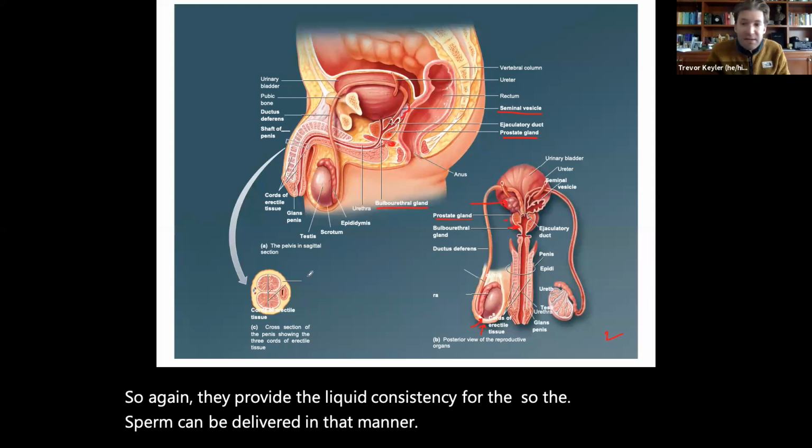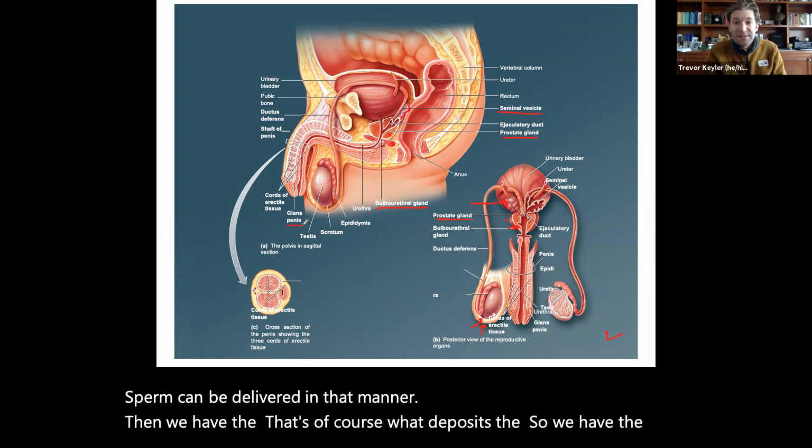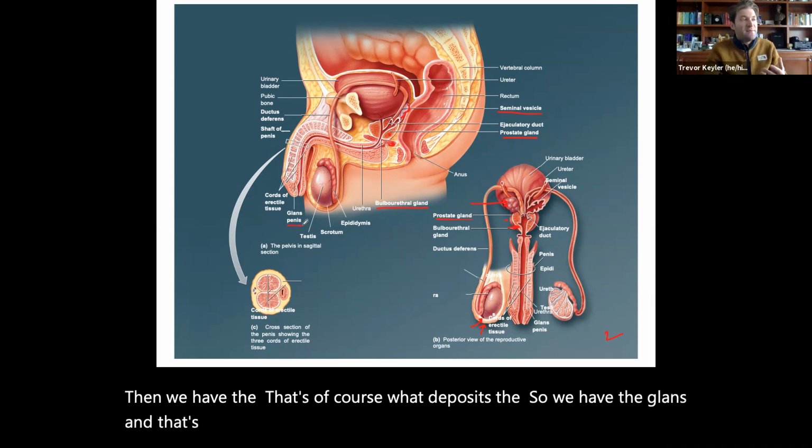Then we have the penis. That's, of course, what deposits the semen. We have the glans penis, and that's the tip. And this is what's very sensitive to arousal.